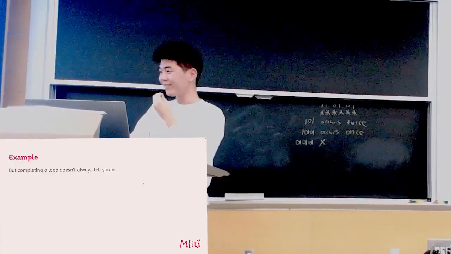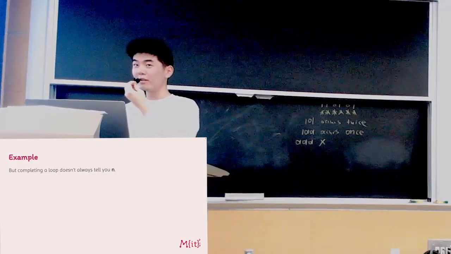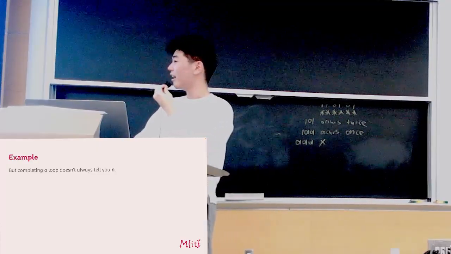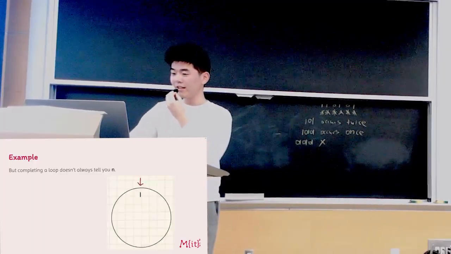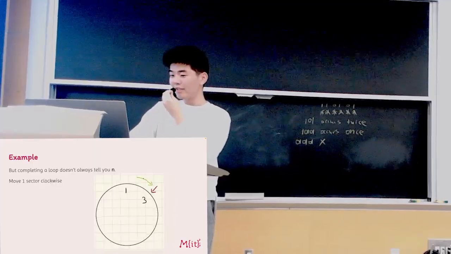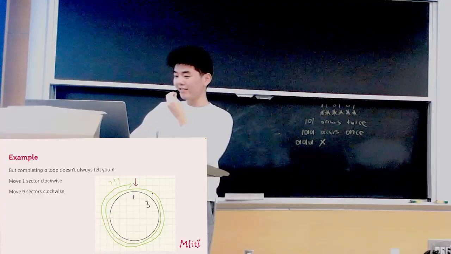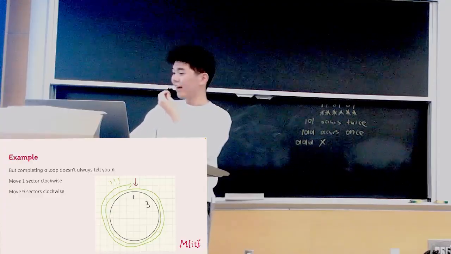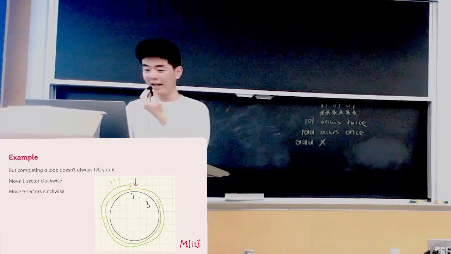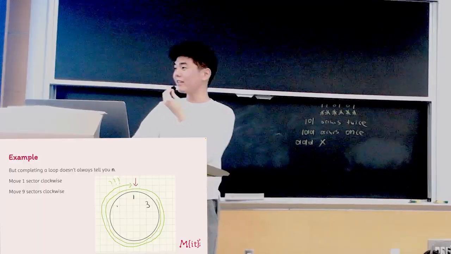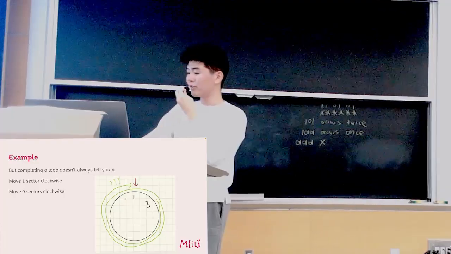So in that example, completing the loop, we knew that we completed the loop in 10 sectors. So n was 10 in that case, but that's not always the case. For example, let's say I start at sector 1, I move 1 sector clockwise, and I end up in sector 3, and then I proceed to move 9 sectors clockwise. And after moving 9 sectors, I end up back in sector 1. But now I'm confused because I don't know how many times I've gone around the circle. So can anyone tell me what possible values of n there could be that would result in the same outcome here?